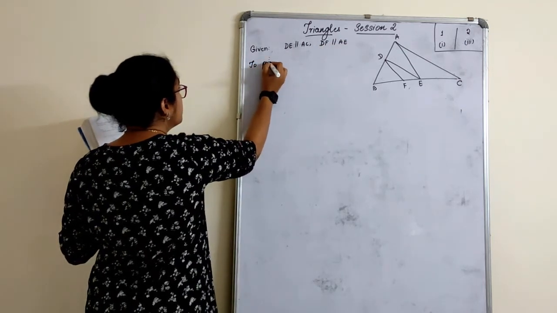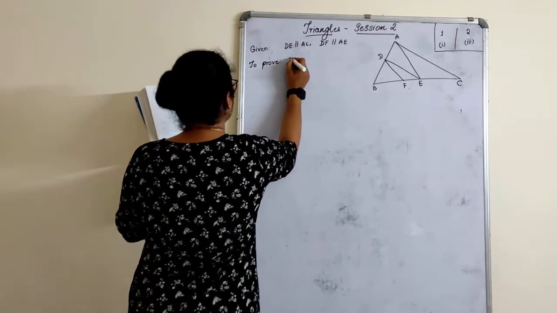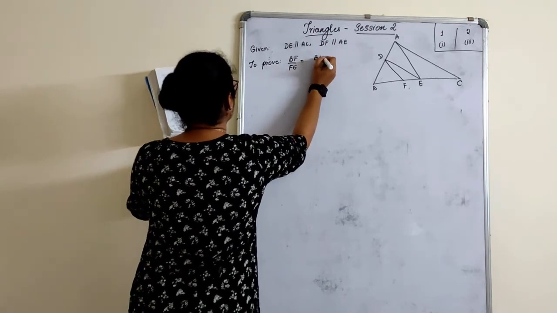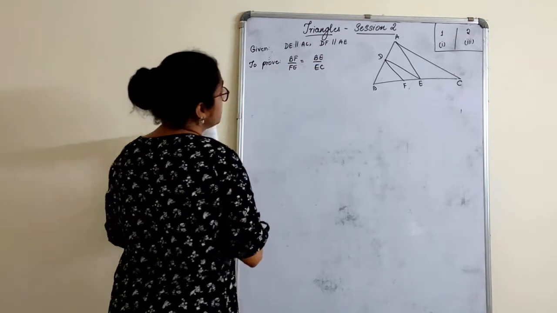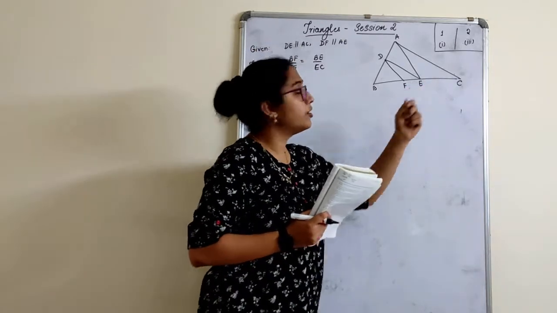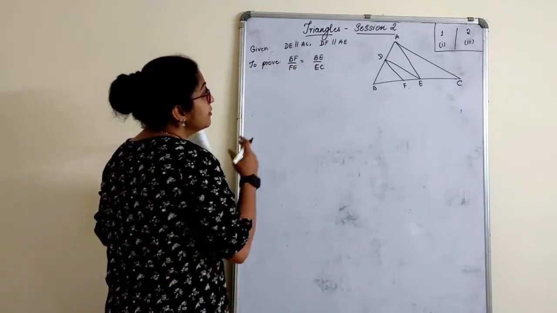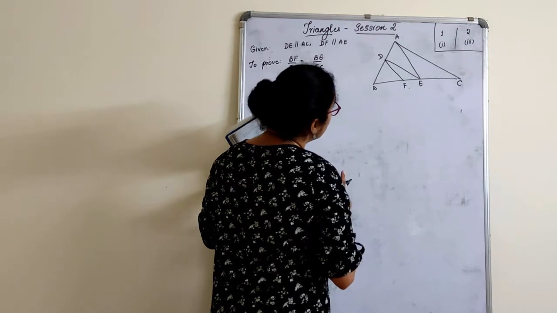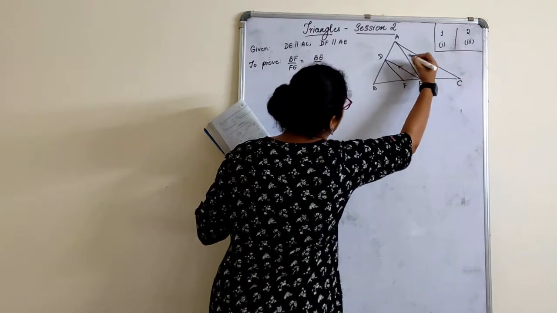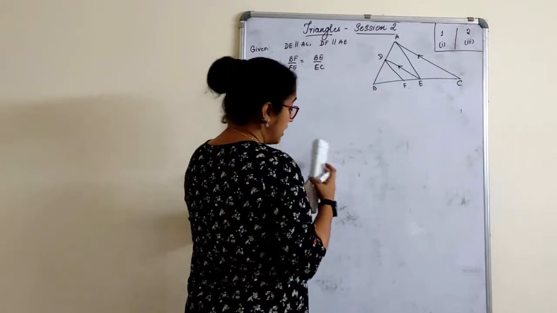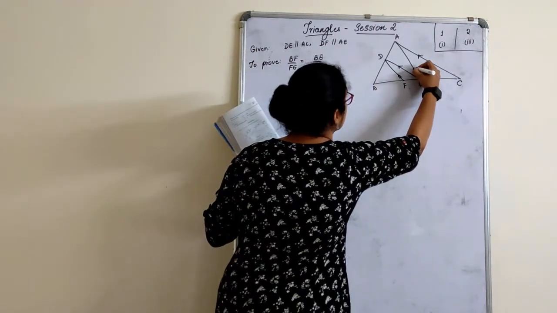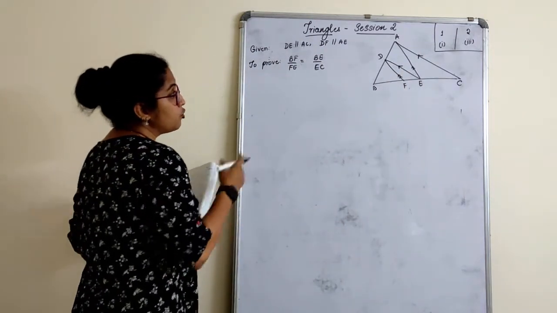What we have to prove? To prove that BF upon FE is equal to BE upon AC. Something different, right? But we will get it. First, choose the triangles which are parallel here, and how they are parallel. Now, DE is parallel to AC. I'll draw the arrow marks here, it will be very clear. And the next one, DF is parallel to AE. So, with respect to those triangles, we have to choose.